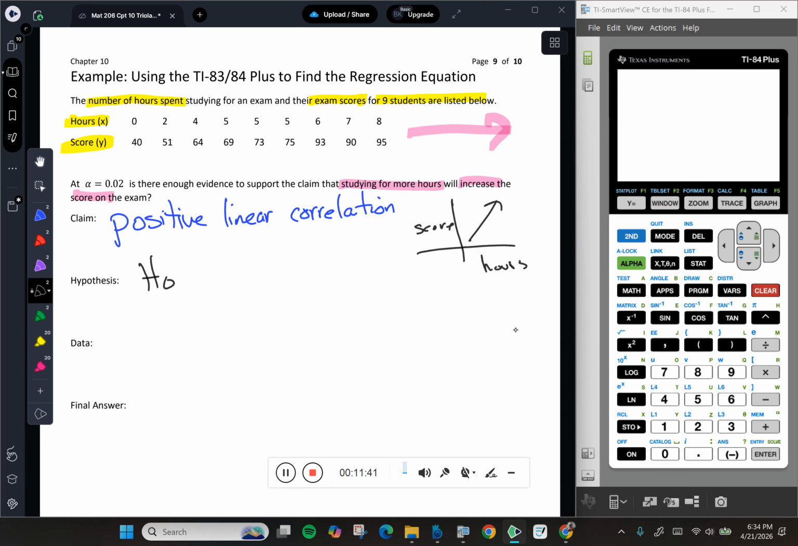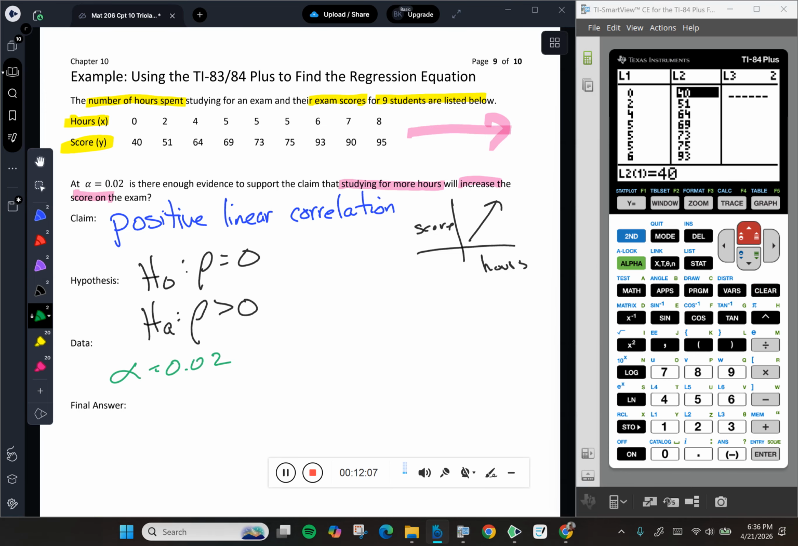So then our hypotheses are null and alternate. Our alternate will be that rho is positive. Our null will be that rho is not positive, essentially 0 or negative. Right? Our data is that table up there, and also an alpha level of 0.02. Right? All right, let's get that data in the calculator. I'll be right back with that data in the calculator.